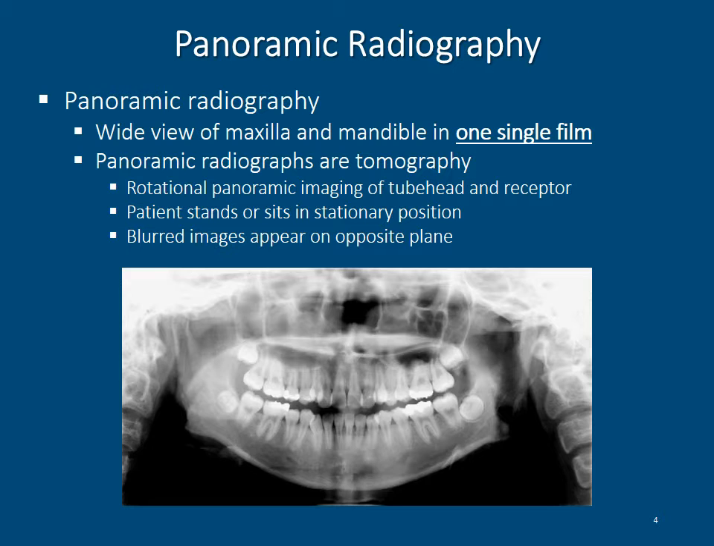They are rotational panoramic imaging in which the tube head of the X-ray machine travels around the head with the receptor on the opposite side receiving the X-rays. Patients must stand very still and straight in a stationary position, and at times, because of the way this radiograph is conducted, there will be blurred images on each side of the patient. These will later be discussed as ghost images, and I will be pointing them out in the upcoming slides.